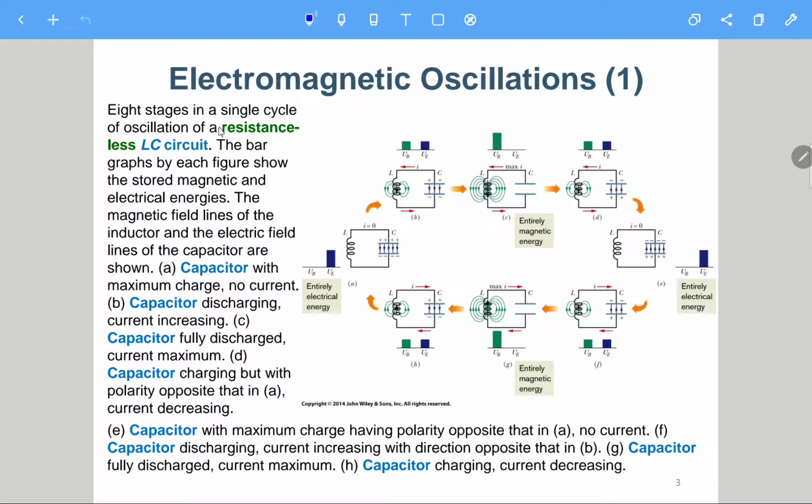Okay, so first is the LC circuit. So as you can see here, we have 8 figures here, showing the phases in a single cycle of oscillation of a resistanceless LC circuit. The bar graphs by each figure show the stored magnetic and electrical energy.